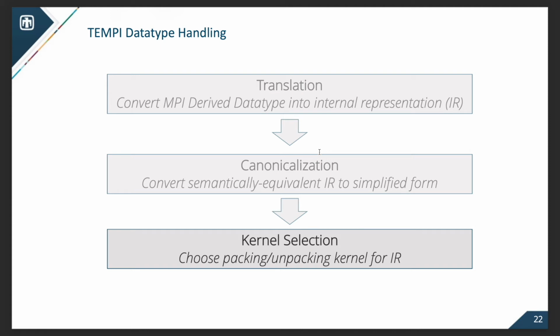For each dimension of data, there's an optimized kernel. So if you have 2-dimensional data, there's a kernel, 3-dimensional data, there's a kernel, and so on. And so the parameters for that kernel are basically determined by the canonicalized IR.